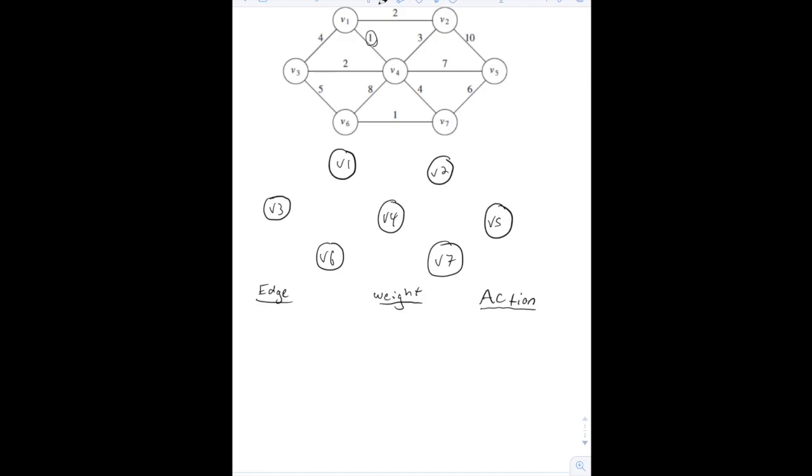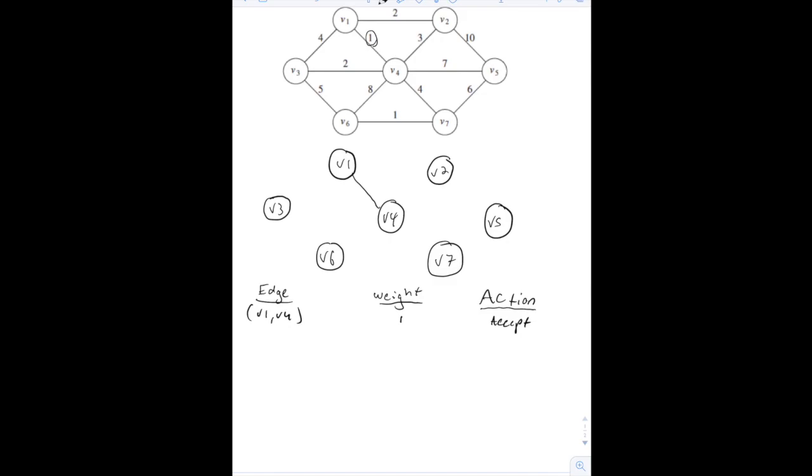So let's start with the edge I had circled here, V1 to V4. We're going to draw that on our little table. We're going to say V1 to V4. The weight of that is going to be 1, and the action is, well, we'll accept it. Because now V1 and V4 are part of the same set, and we have 1, 2, 3, 4 other sets. See how this works? You can think of it as groups if that makes you feel more comfortable.